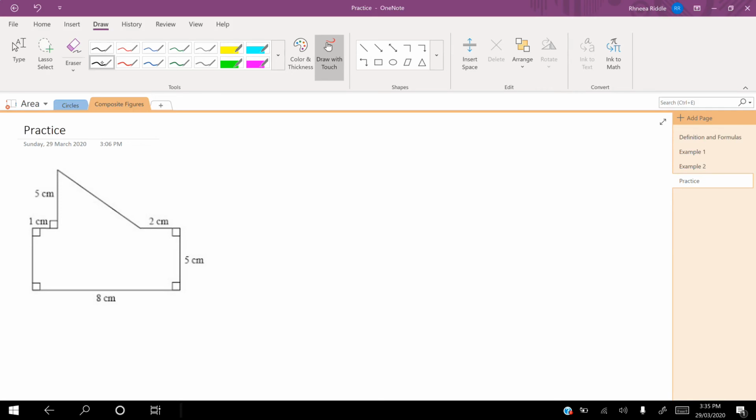And if you notice that this shape here almost looks like a triangle without a base. So we know that we can draw a line right here and we can find our triangle and our rectangle. So we have our triangle that is shaded in yellow and our rectangle that's shaded in green.